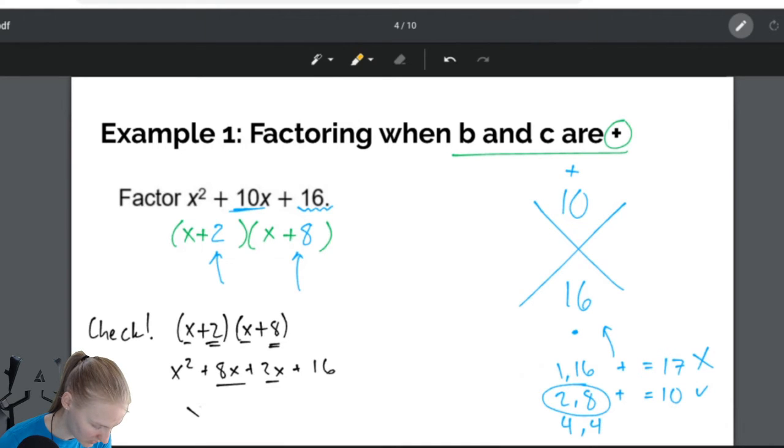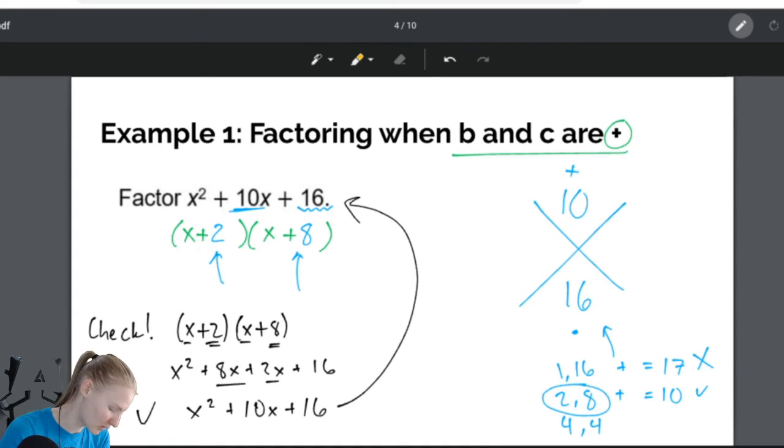And when I put these together, I get, look at that, the same thing that I started with. So, whoops, that's supposed to be a check. So we're good. It works out.